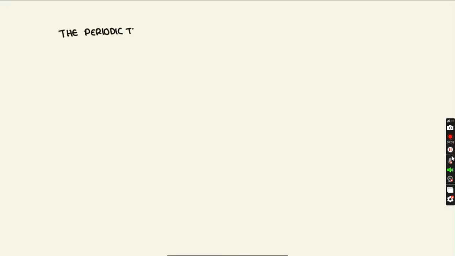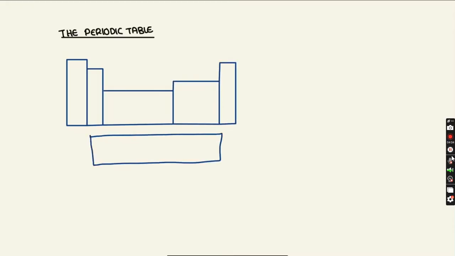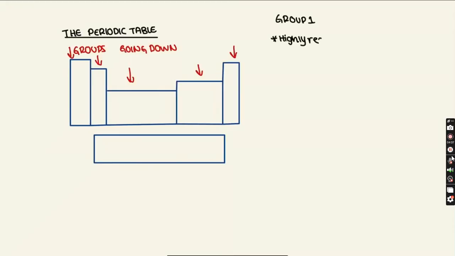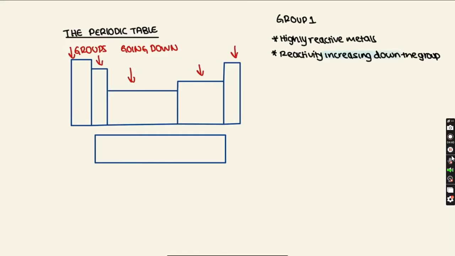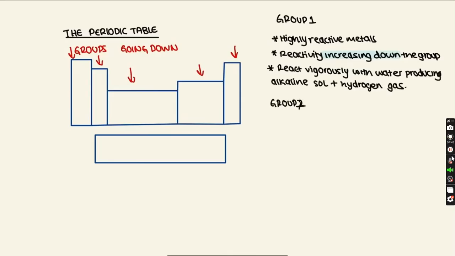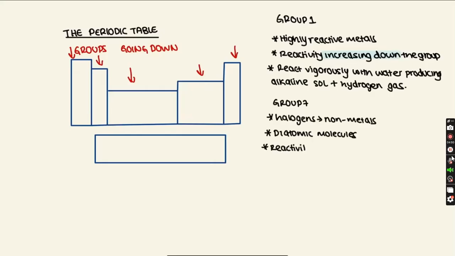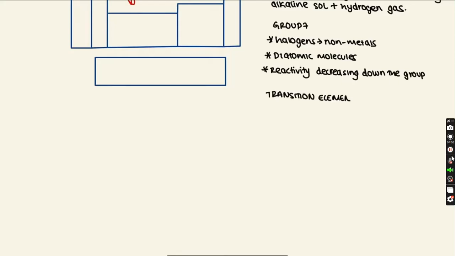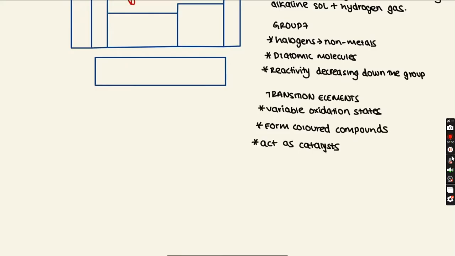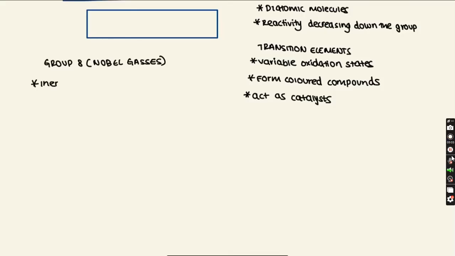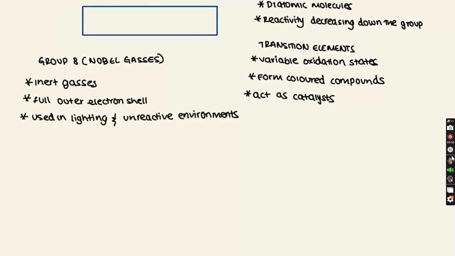When talking about the periodic table, we need to look at the group trends. Group 1 are highly reactive metals, with reactivity increasing down the group. They react vigorously with water, producing alkaline solutions and hydrogen gas. Group 7 elements, which are halogens, are nonmetals, and they are diatomic molecules with reactivity decreasing down the group. We then have transition elements, which are metals with variable oxidation states, forming colored compounds and acting as catalysts. Noble gases are group 8, which are inert gases with full outer electron shells, and they're used in lighting and as unreactive environments.